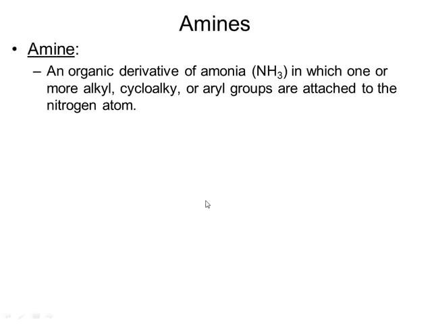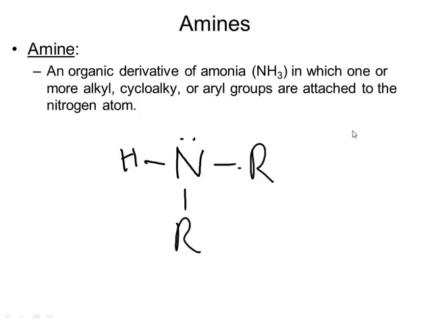So, just to review, an amine is an organic derivative of ammonia in which one or more alkyl, cycloalkyl, or aryl groups is attached to the nitrogen atom. So what we mean is that we have a nitrogen atom, which has a lone pair, and normally ammonia looks like this. But what we're talking about here is where we've replaced one of the hydrogens with an R group. And it could be more than one, could be all three, in fact.